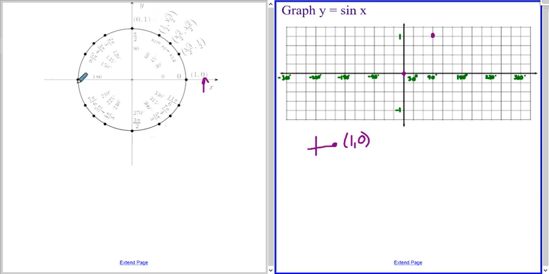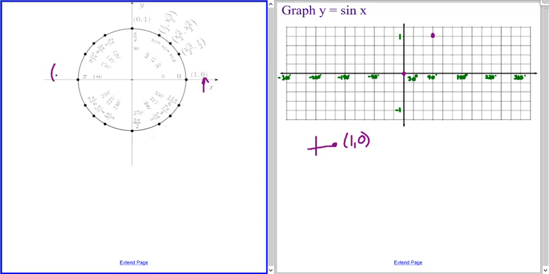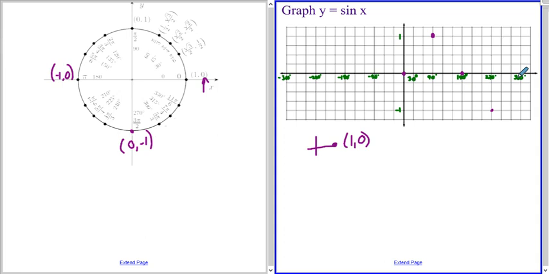At 180 degrees, it's at 0. At 270 degrees, it's at negative 1. At 360 degrees, it's at 0. That's one cycle for y equals the sine of x.